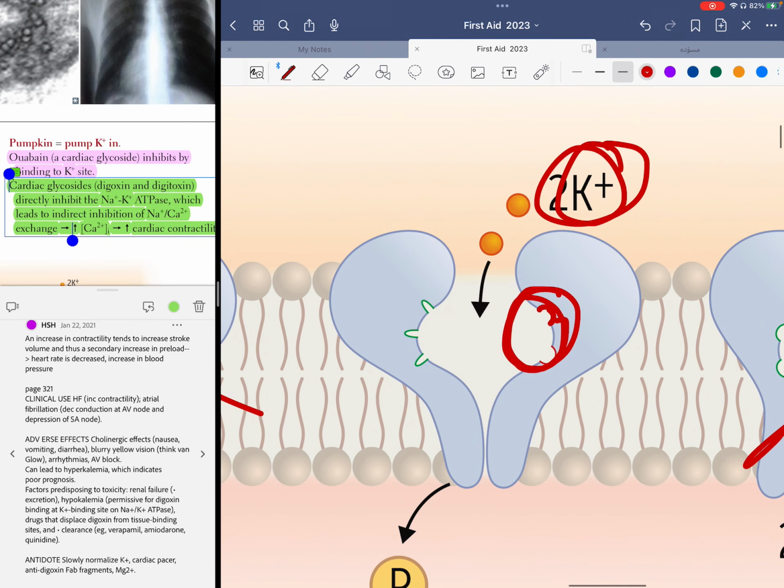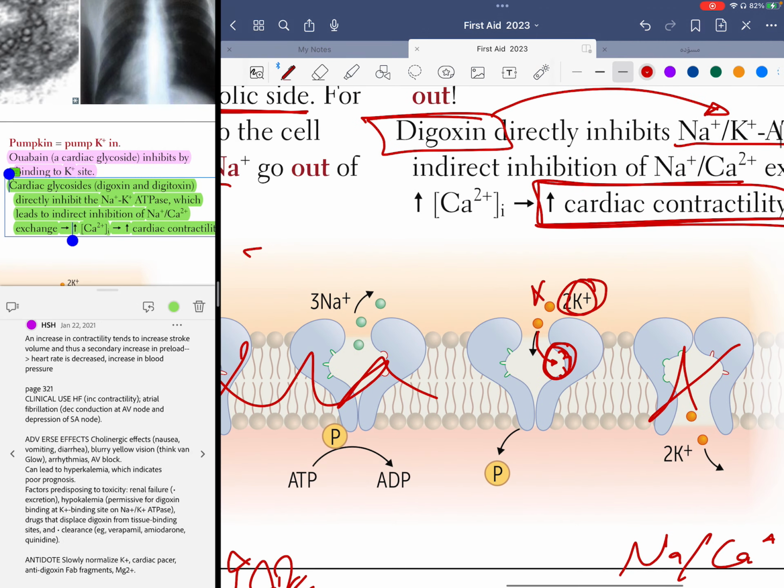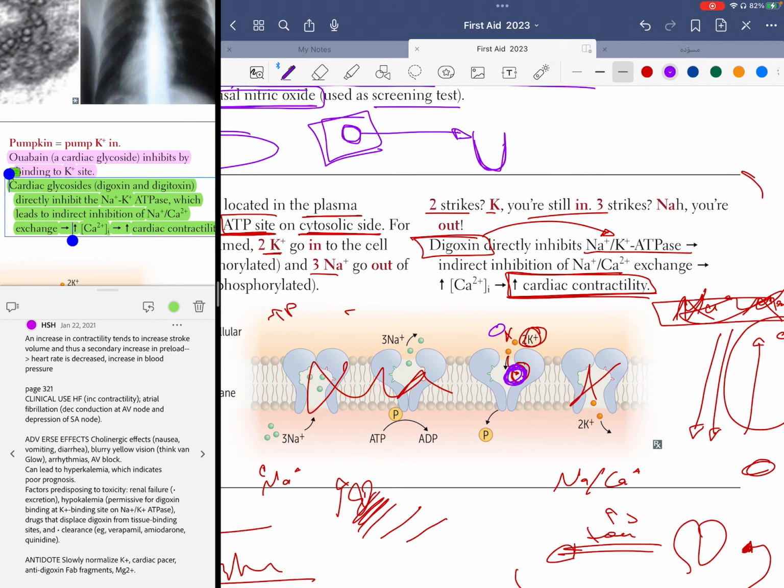They have this little shape, so these potassium molecules cannot bind because they're too little. So now we have digoxin coming really strong and tough, and it would bind over here a lot. If it does bind, that increases the risk of toxicity. Permissive digoxin binding at the potassium binding site on sodium potassium ATPase.